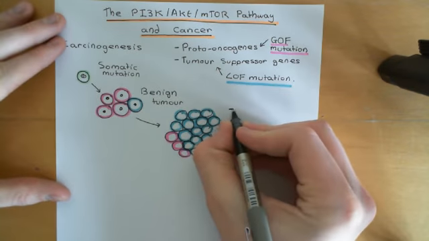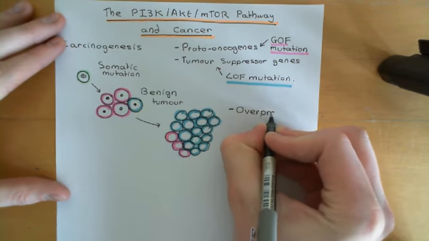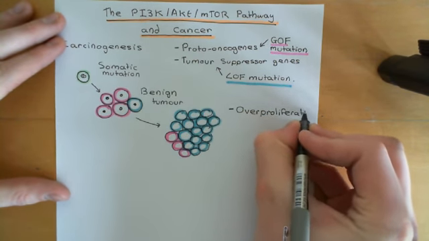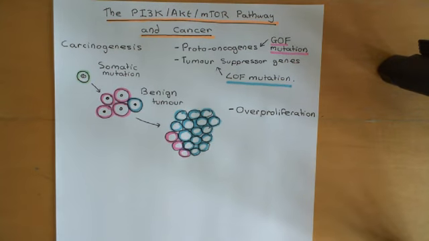Okay, so the key phenotype that everyone can name as one of the key phenotypes of cancerous cells is that they have overproliferative potential. Okay, so they overproliferate. So you're going to gradually build up more and more gain of function mutations in proto-oncogenes and loss of function mutations in tumor suppressor genes, and that's going to lead to you overproliferating hugely.